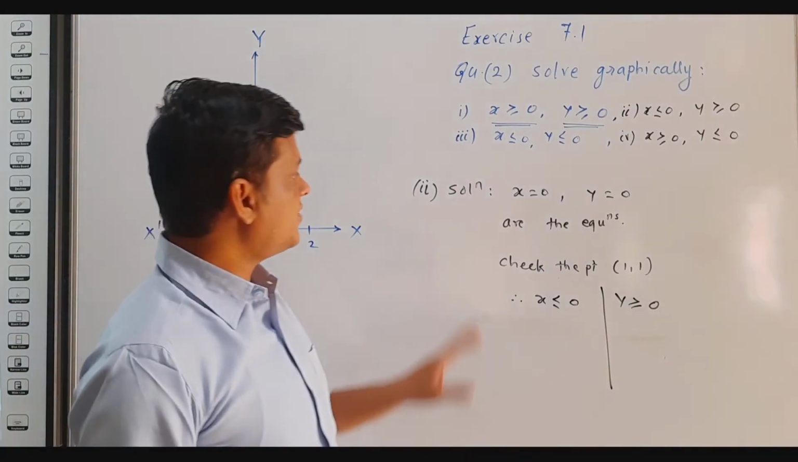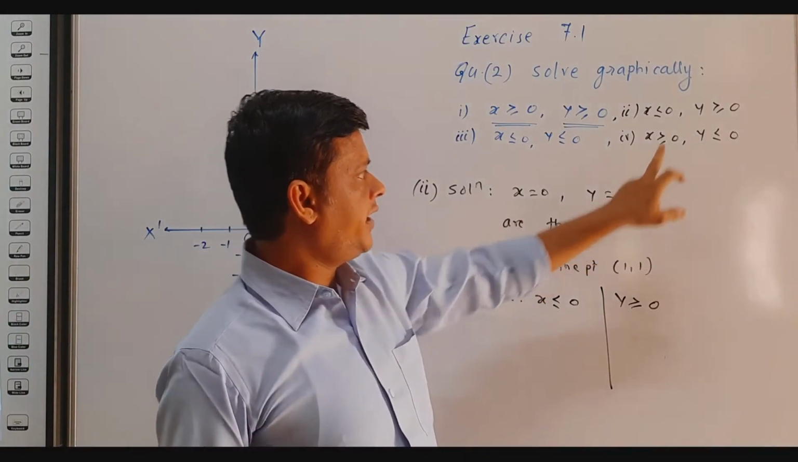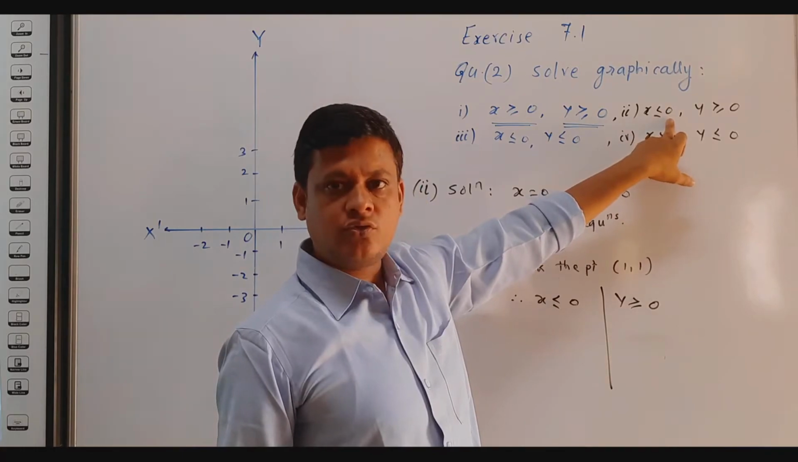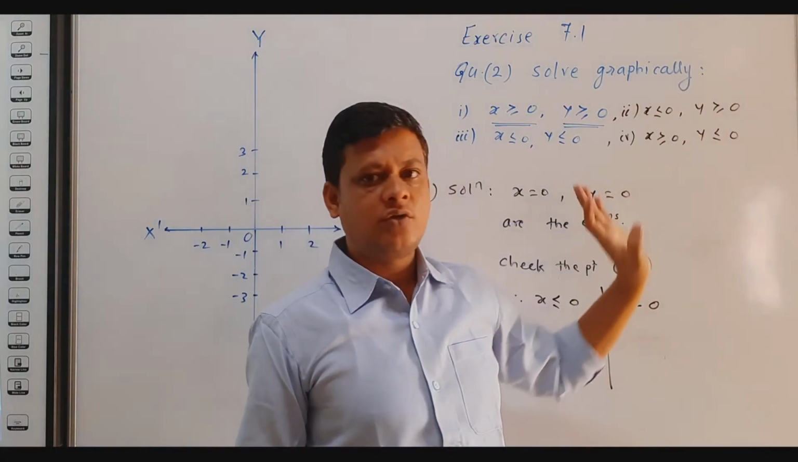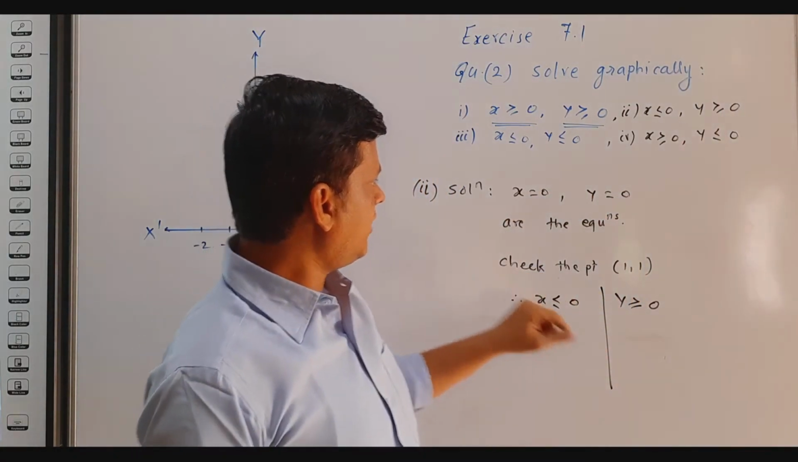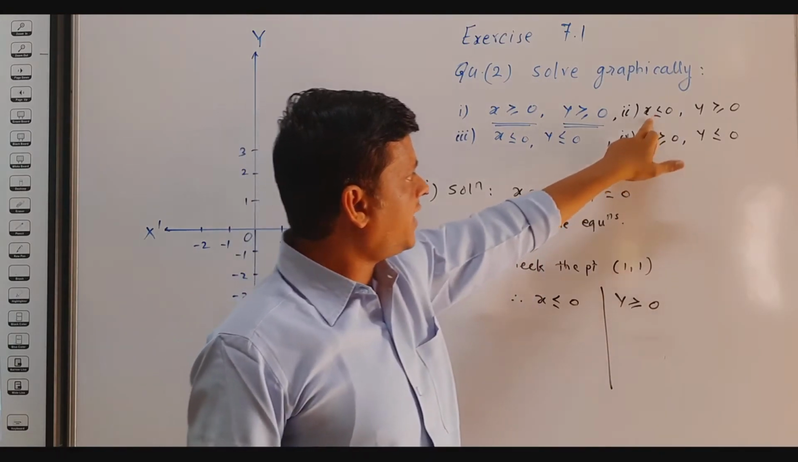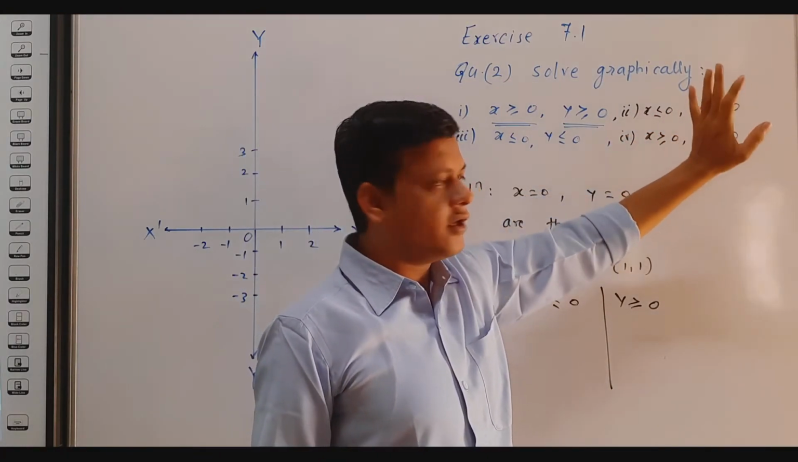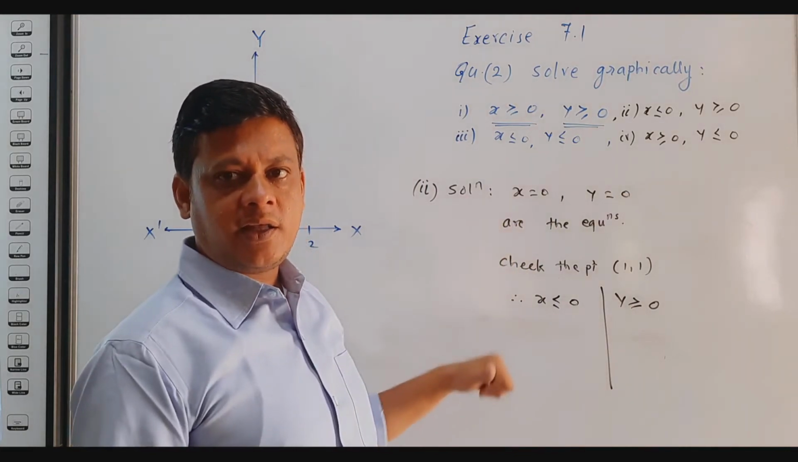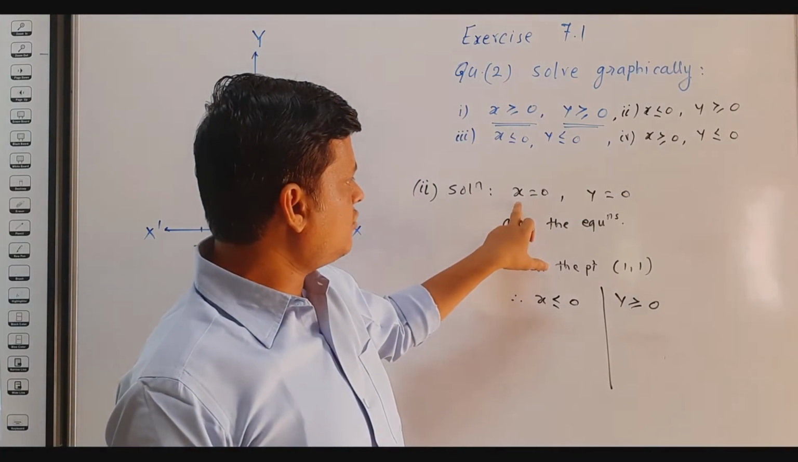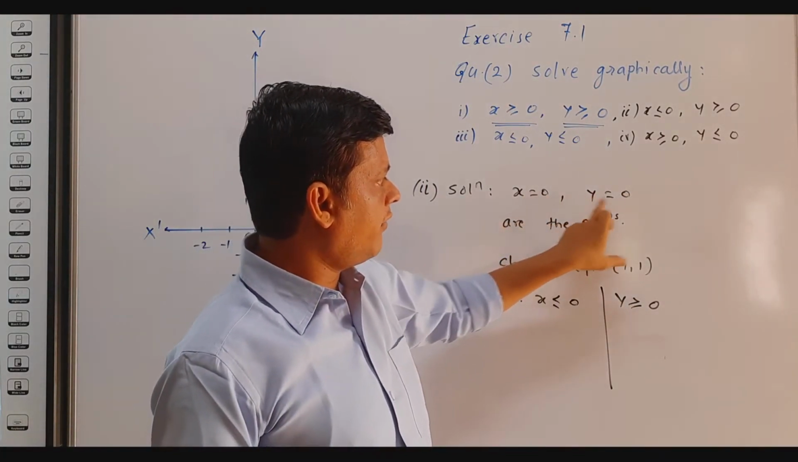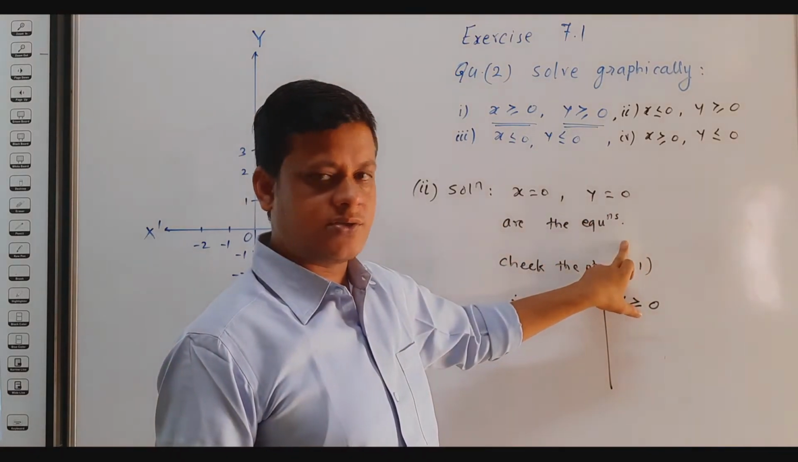Now see, second sub question. Inequalities are x less or equals to 0, y greater or equals to 0. So we check here for x less or equals to 0 and y greater or equals to 0. So first we write the equation. So we write in solution x equals to 0 and y equals to 0 are the equations.